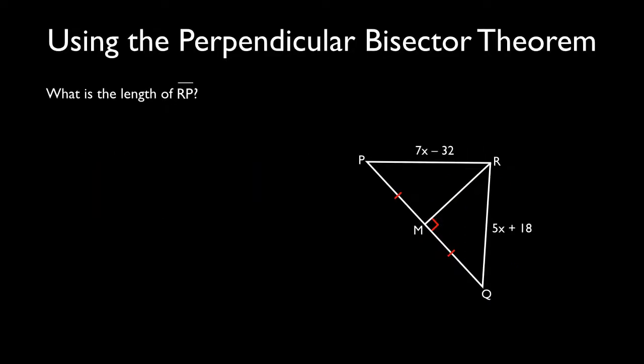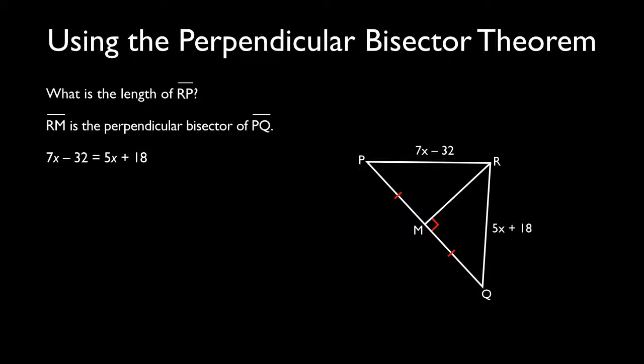What is the length of segment RP? I don't know. I see these triangles. It scares me. But if you notice here, angle RMQ is a right angle. That means that segment RM is perpendicular to segment PQ. Also, notice that segments PM and QM are congruent to each other. Oh, that means segment RM is the perpendicular bisector of segment PQ. So that means that point R has to be equidistant from both points P and Q. Or those two lengths are equal to each other.